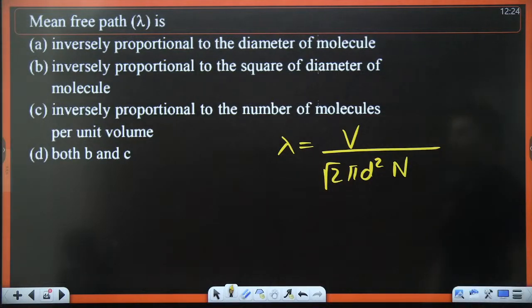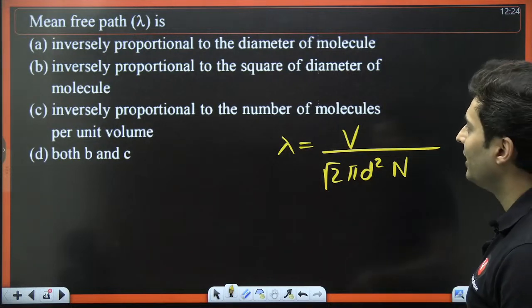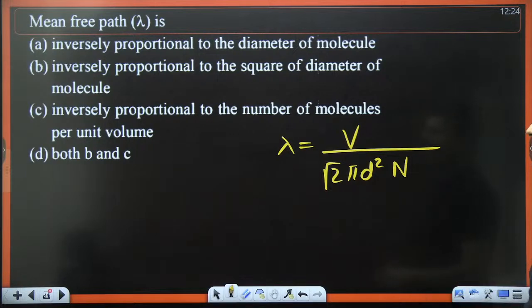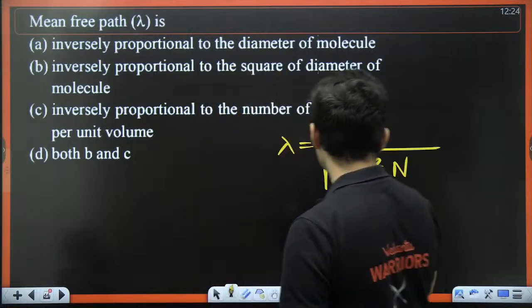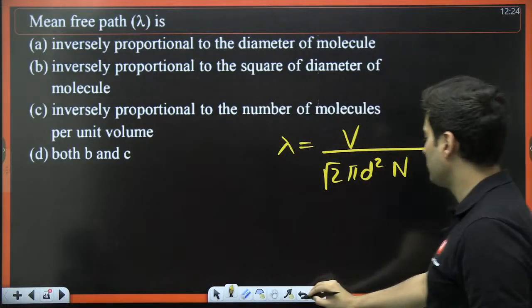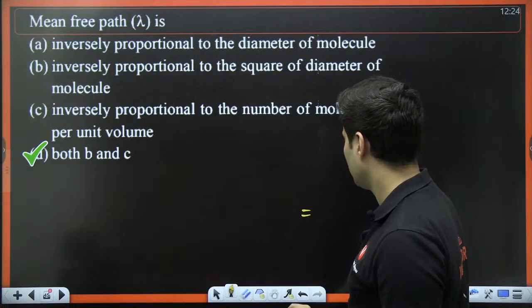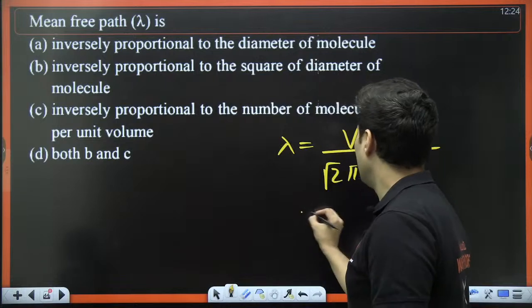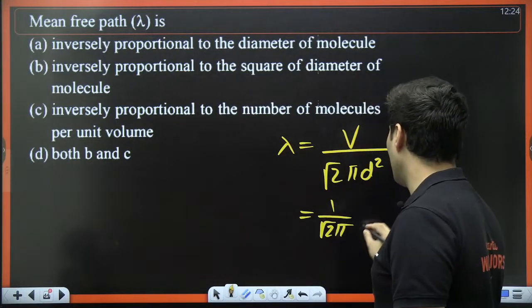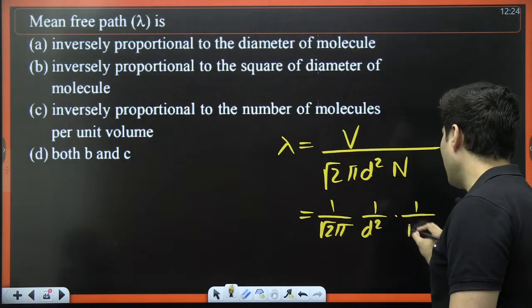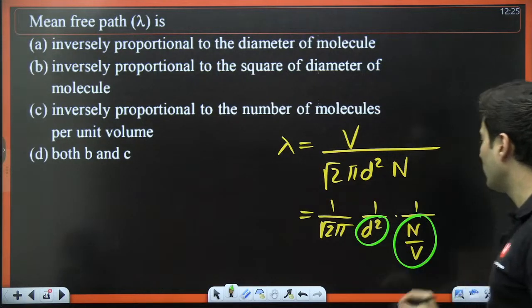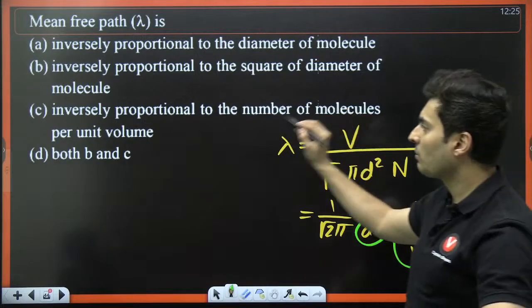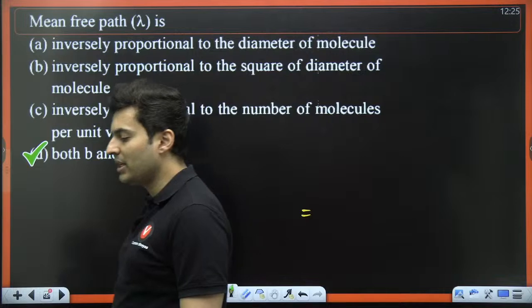Inversely proportional to the diameter? No. Inversely proportional to the square of the diameter? Yes. Inversely proportional to the number of molecules per unit volume? Yes. Both B and C? Definitely, it is answer D. You can write it as 1 by root 2 pi, which is a constant, into 1 by d square, and 1 by n by v. So you can see clearly it is inversely proportional to d square and also to the number of molecules per unit volume. Both B and C are correct.